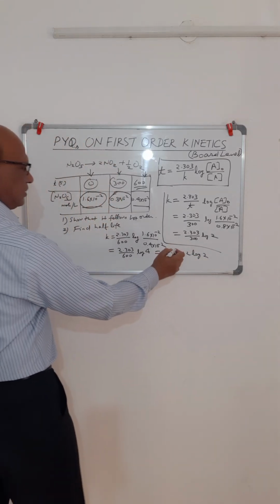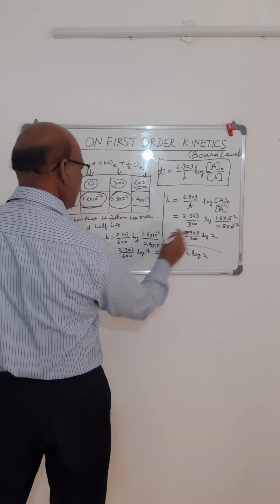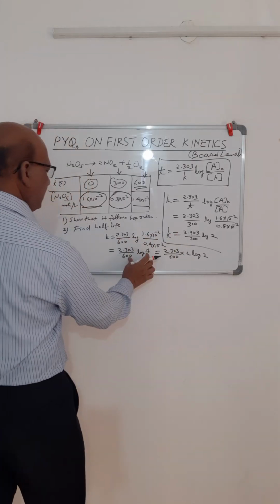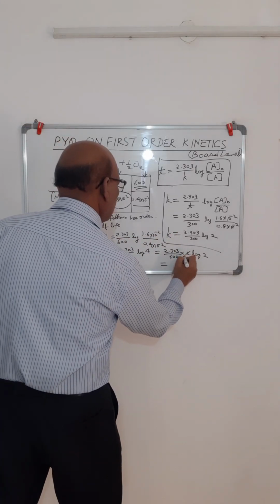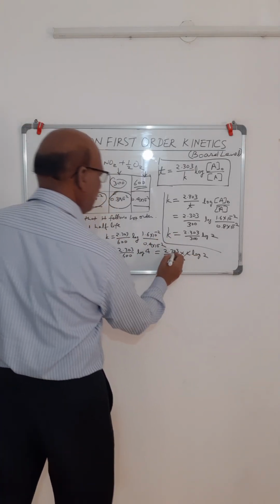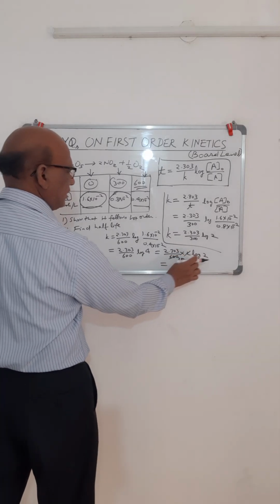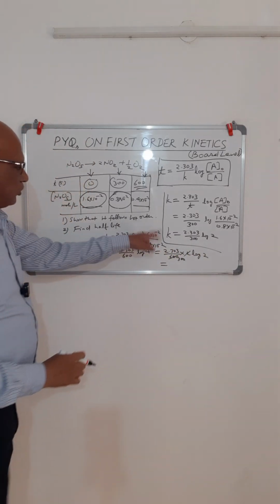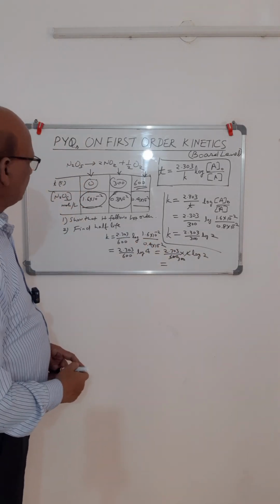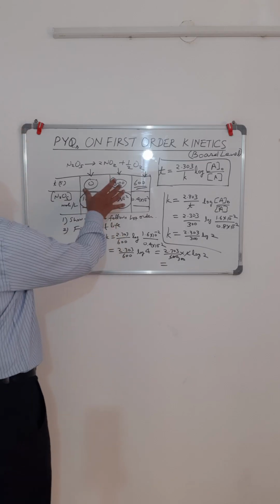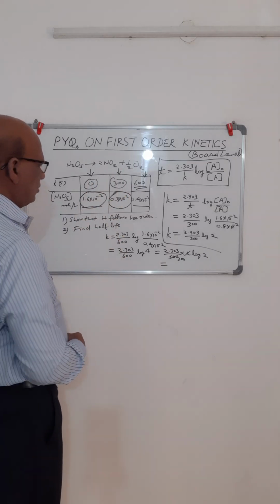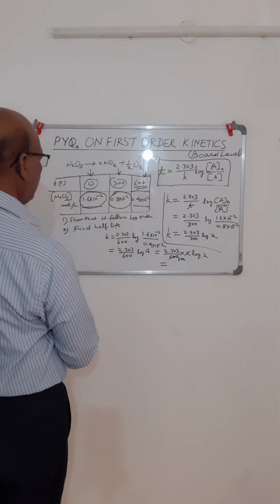Now you can see both these are same. So this k value and this k value both are same, because the 2 will cancel out. So it will be 2.303 upon 300 into log 2. As both the values of k are found to be same, that means this reaction follows first order. Okay. Now half-life we can easily calculate.